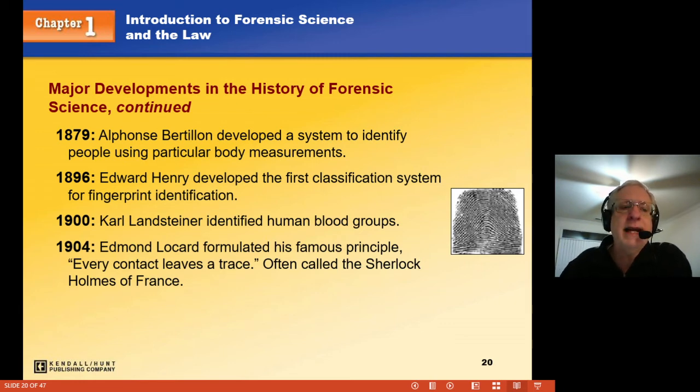Not long after that, 1896, was when Edward Henry developed the first classification system for fingerprint identification. So what I want you to know is who Alphonse Bertillon is, because we're going to talk about how his system failed. And I want you to know 1896 was when the first fingerprint classification system came about. So before that, it'd be just like, oh, those two fingerprints look the same. But now we have an actual classification system.